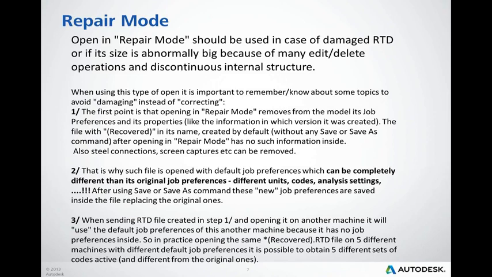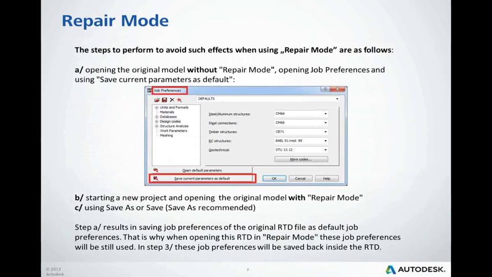That's why after opening a file in repair mode, the default job preferences will be loaded together with the file. How to properly open a file in repair mode? We recommend to do it this way. First of all, open the file with the correct job preferences settings and then save these current parameters as default. Then restart, or start a new structure type, and load the original model we want to open in repair mode. After opening we should save it, using the Save As command, to store every change made during this operation. So the file will be loaded with the default job preferences.